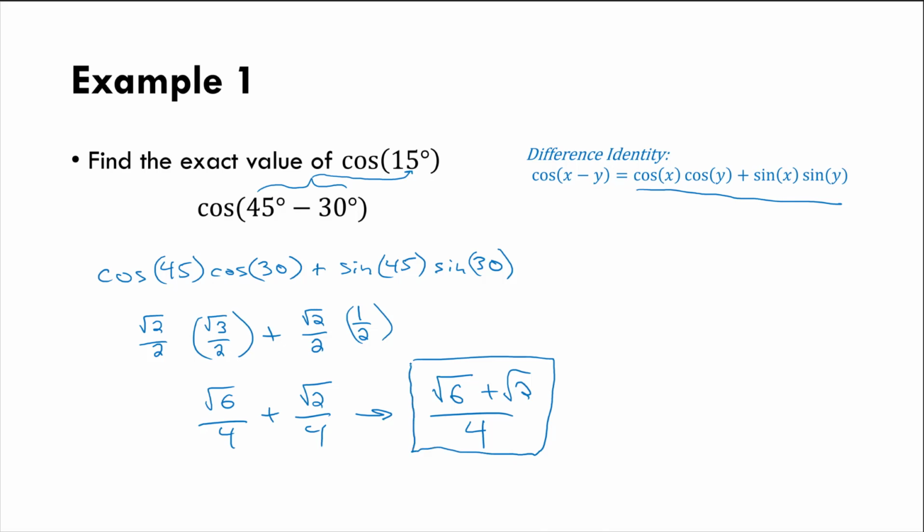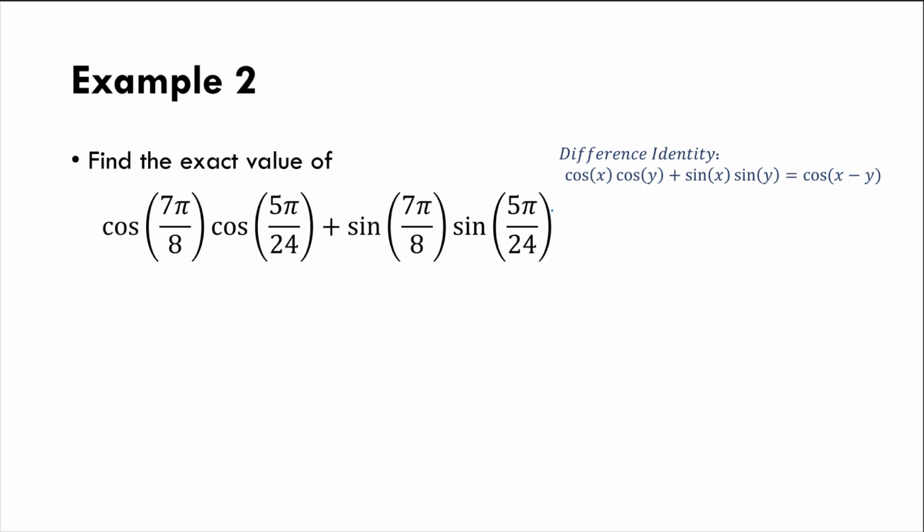So that would be the exact answer that I would be left with. And we couldn't find that before we had our sum and difference identities. Okay, moving on to example number 2. We can kind of work backwards on this one.